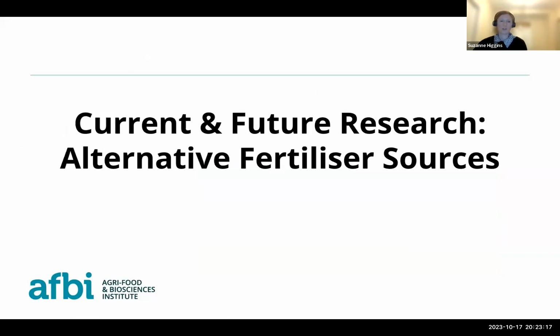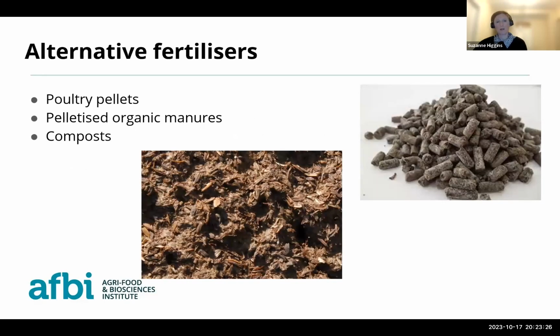So I'm just going to touch on some current and future research we're doing. There's a lot of new fertilizer products coming on the market at the moment. We're having a look at some of these, and there can be things like pelletized products, for example, poultry pellets. There are a lot of companies developing a pelletized sort of poultry litter, and things like compost. There's a lot of compost products out there, made from household waste and garden waste, and these are being promoted for application on agricultural land.